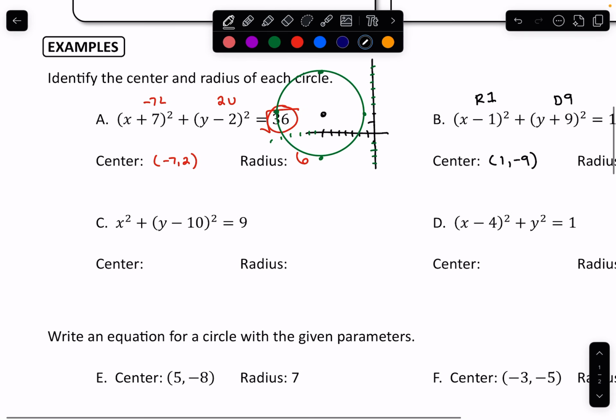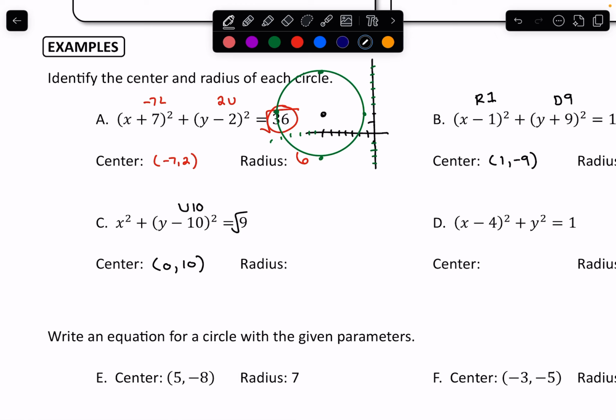All right, C. X has no number with it, so that means my function is not shifted to the left or the right. So my left and right is 0, but my function, there is a -10 in with the y, which means my function is going up 10. So this would be a +10 as my center. The radius is the square root of that number, so it would be 3.